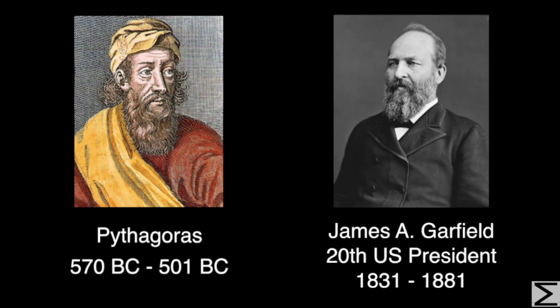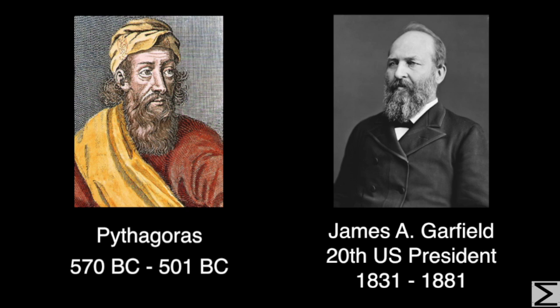Here are two seemingly unconnected historical figures. On the left is Pythagoras, the famed ancient Greek philosopher and mathematician. On the right is James A. Garfield, the interesting but largely forgotten 20th President of the United States. And between them is over 2,000 years of history. So what do they have in common?